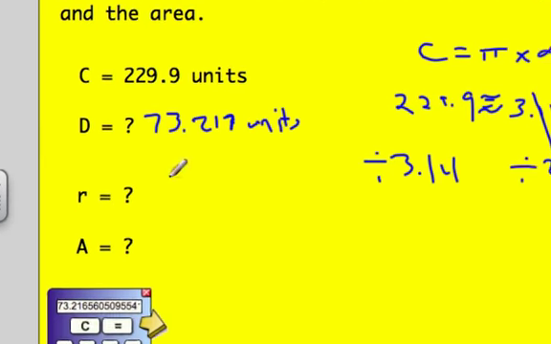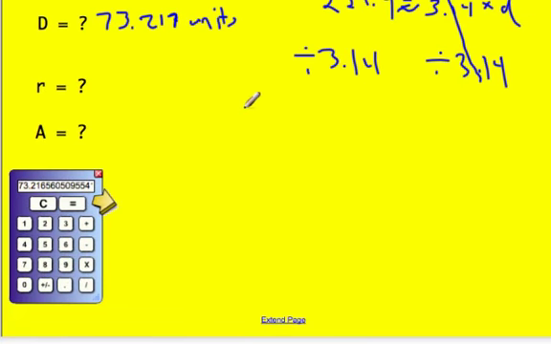Now to figure out the radius, we know that the diameter goes the full distance across the circle. Radius only goes half of it. So I would just divide this number right here by 2.